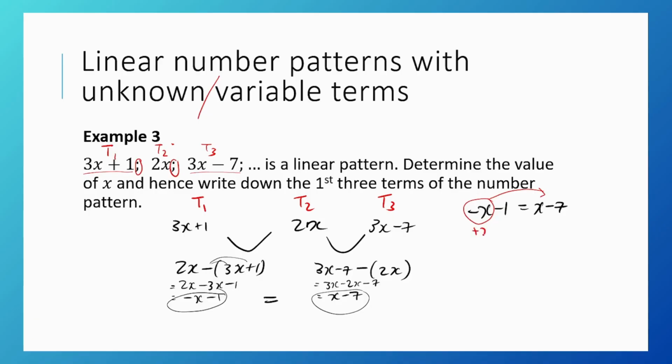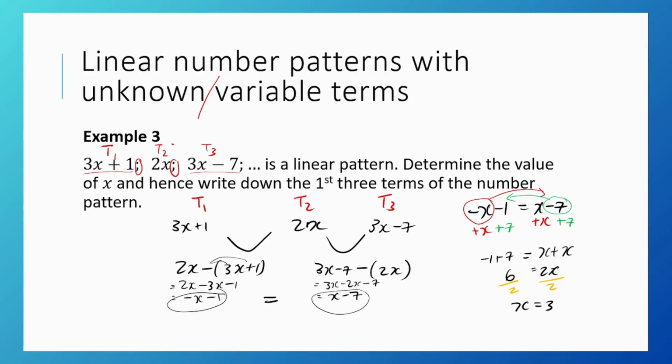So we get a negative x to the other side by adding x. And then I need to take my negative 7 that way by adding 7. So I have 2x is equal to 6. And then I just want to find x, not 2x. So I divide by 2. And then x is equal to 3. So now we've solved for x. But that doesn't answer the question yet.